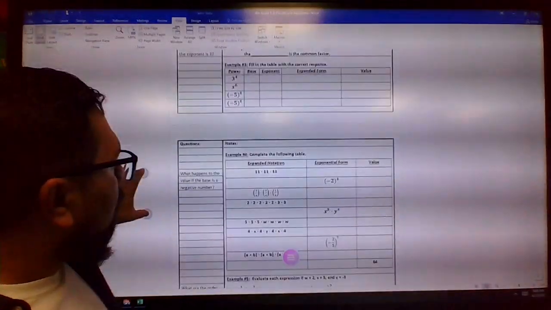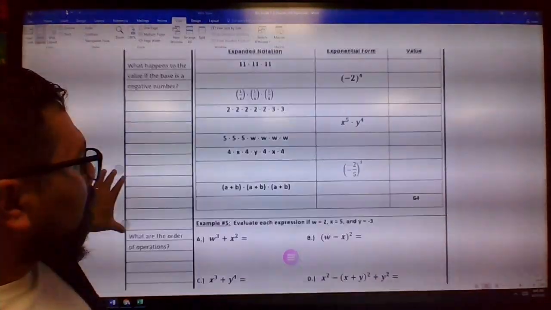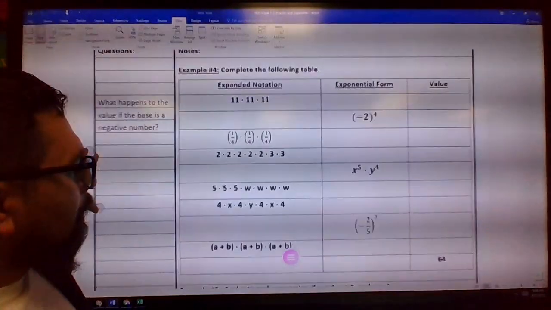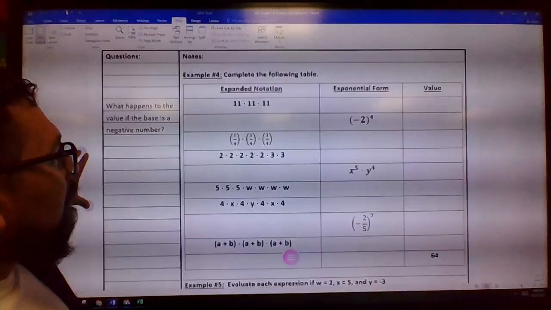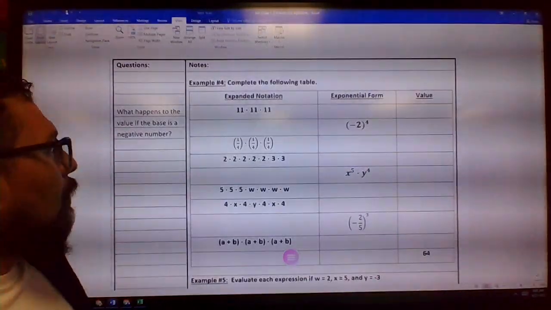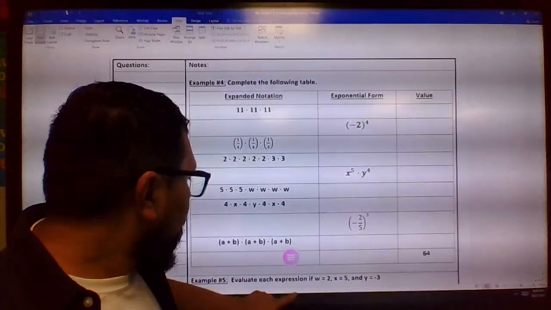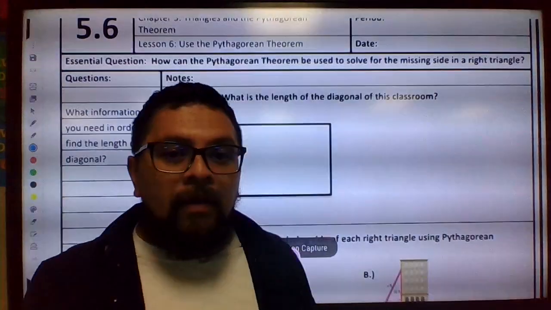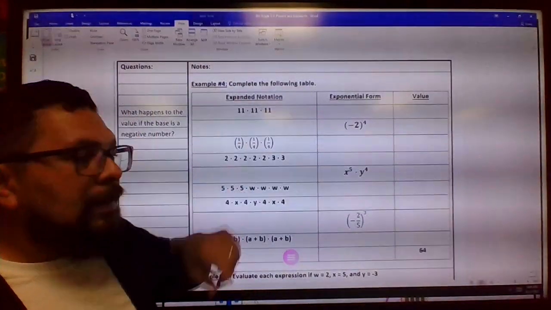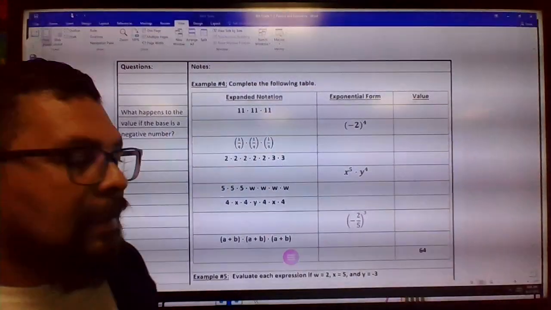So now we're going to go ahead and go on to the back. We're on example number four, okay? Now, this table, some of it is easy, some of it is not. So let's go ahead and go over it. This is example number four. So example number four says, complete the following table. So we got to complete this table.